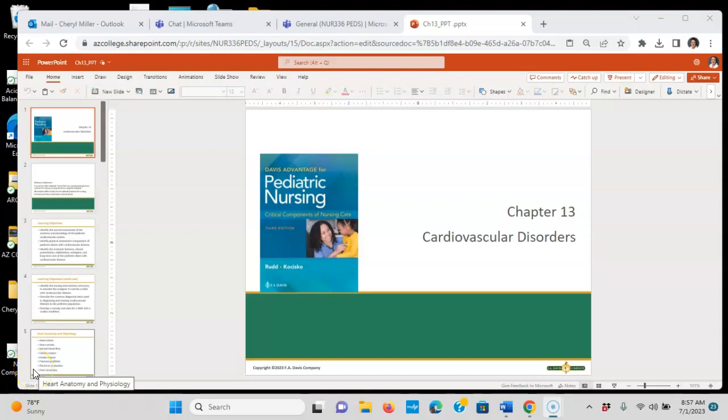Okay, chapter 13, cardiovascular disorders. So we're going into the heart this time.